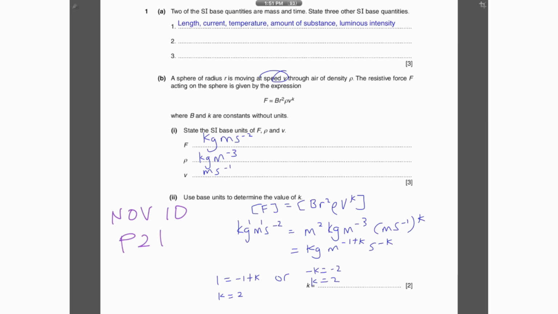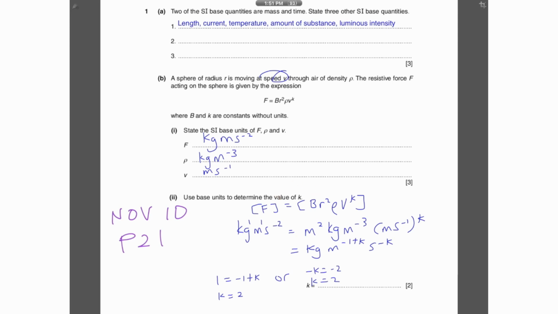Okay. Next one, they give you an equation and they ask you to state the SI base units for F, rho, and V. They did tell you what F is. F is resistive force, rho is the density, and V is the speed. So to find the SI base units, you can straight away write them down. If you forget, go back to the formula. For example, F equals m a, rho equals m divided by V, and v is the rate of change of displacement.